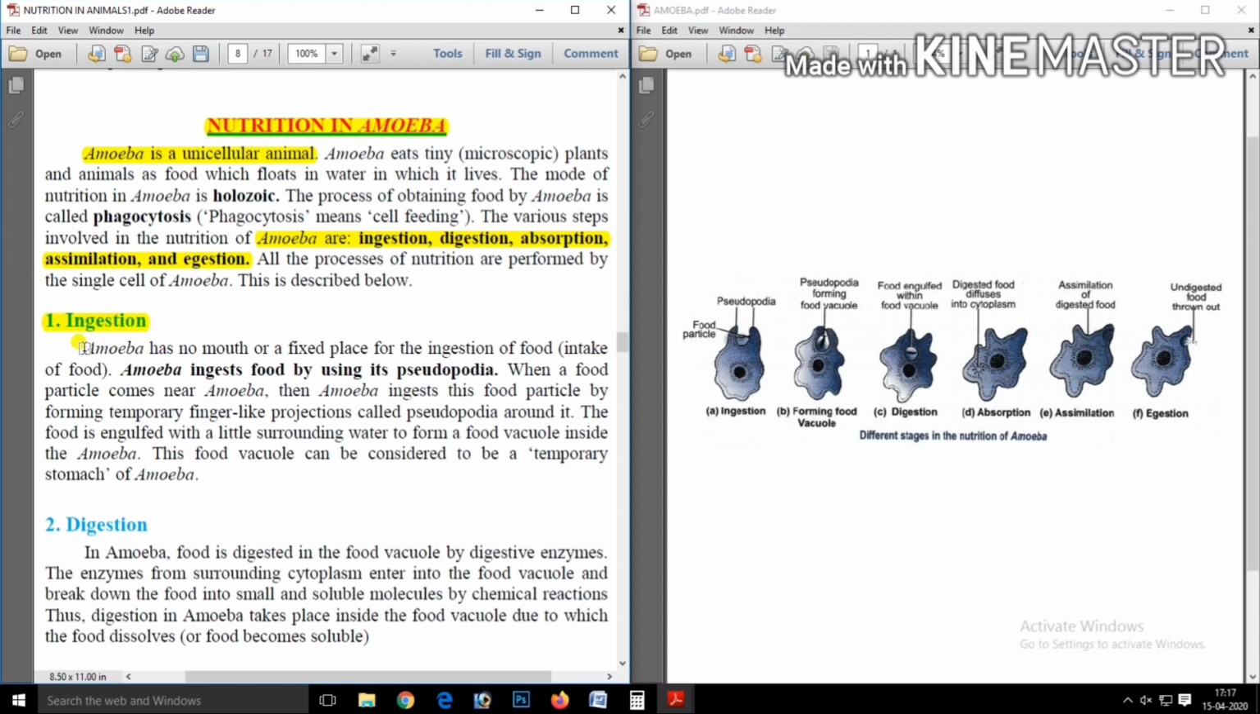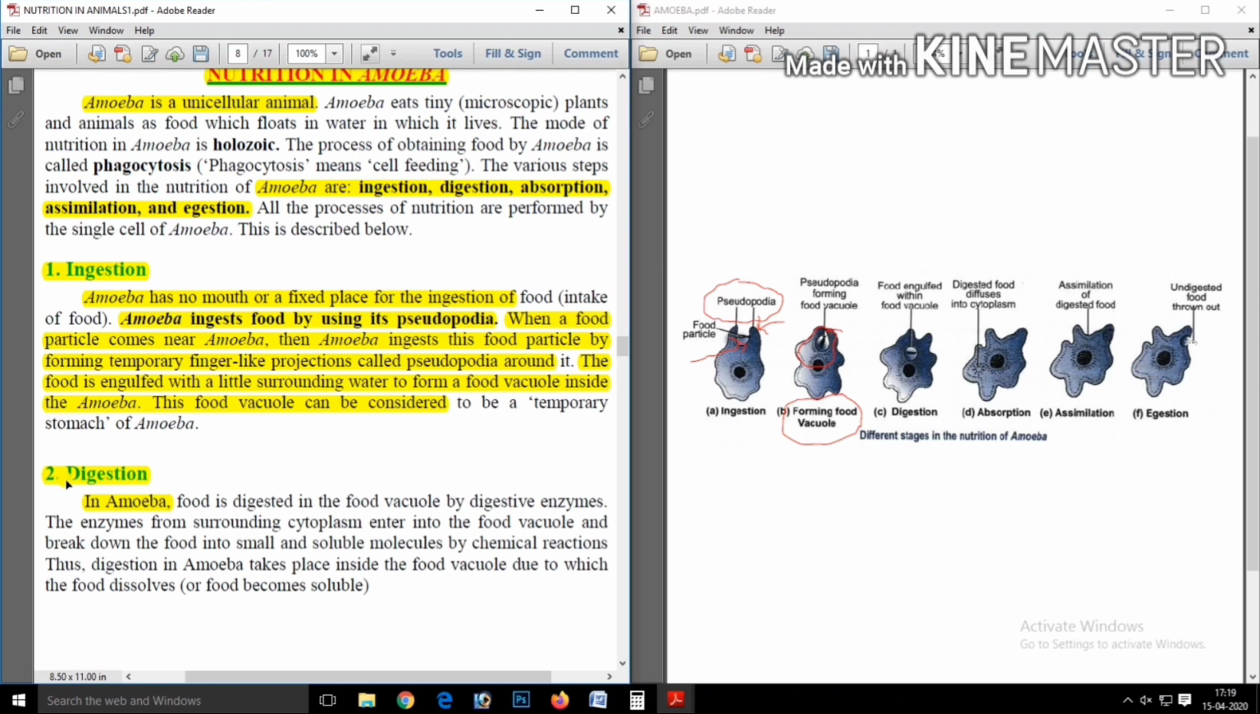So the first step is ingestion. Now amoeba has no real mouth, so they take in the food by using pseudopodia. Pseudopodia is basically a temporary mouth. You can see here in the diagram. So whenever any food comes near to amoeba, then they open a temporary mouth which is called pseudopodia, and they ingest the food with this pseudopodia. And when the food is ingested by the pseudopodia, then this food is stored in a temporary stomach called a food vacuole. You can see here this is the food vacuole. It is also a temporary stomach.